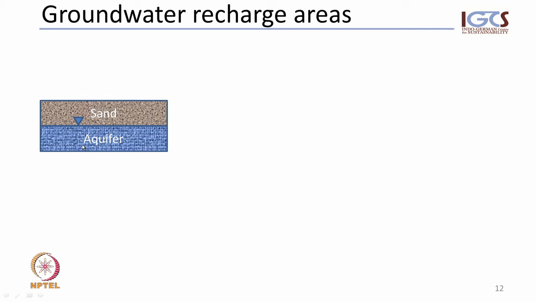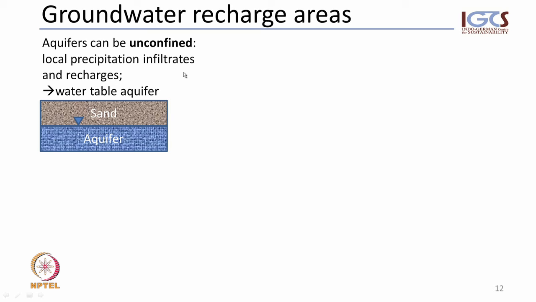We could have an aquifer, and that aquifer is covered by a layer of sand, something permeable. Such an aquifer we call unconfined, because local rainfall, local precipitation hitting the surface here can infiltrate and reach the water table and recharge this aquifer. We also call this a water table aquifer. So any rainfall here we can account for as a potential recharge to our aquifer.